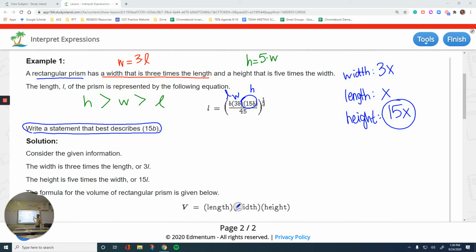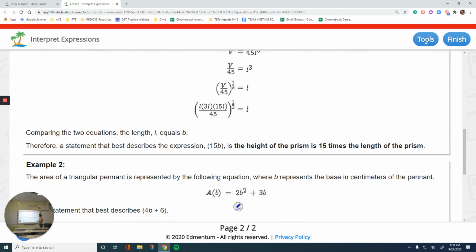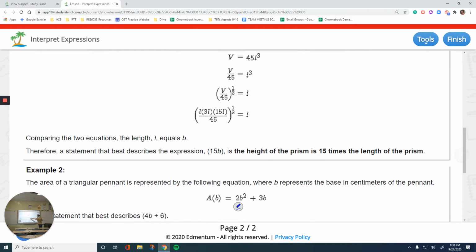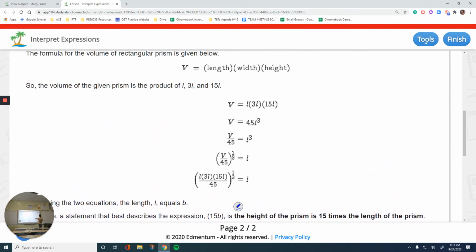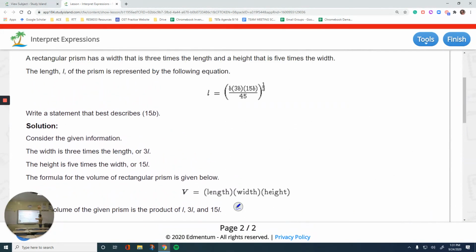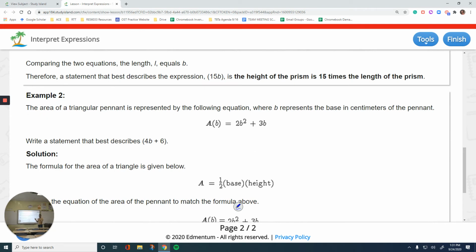But if you just look at these expressions, you can just put them up and see that the height is going to be 15b. So this would be the height. Okay? So moving on to the next one. So you see 15b is the height of the prism, which is 15 times the length of the prism. So 15b would be the height. This is not a multiple choice question. So you would pick the one that says the height for that 15b because it matches with 15.